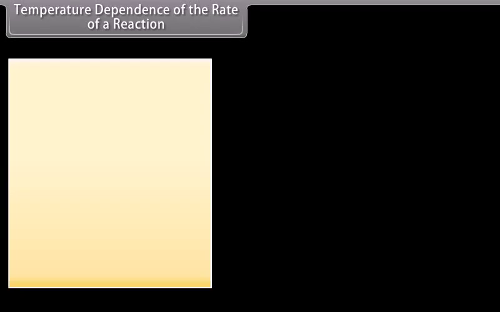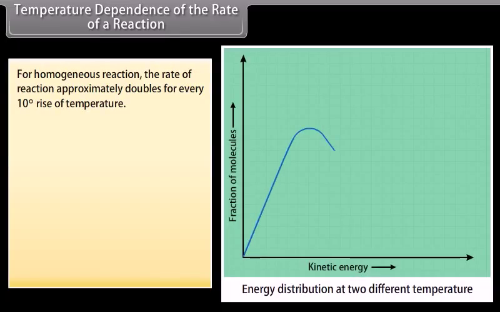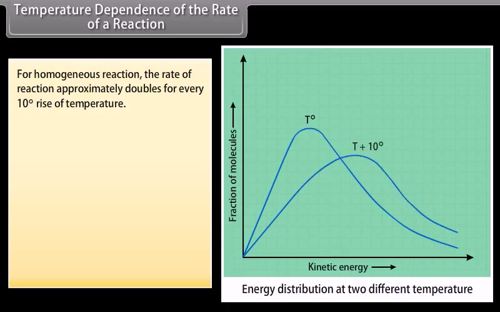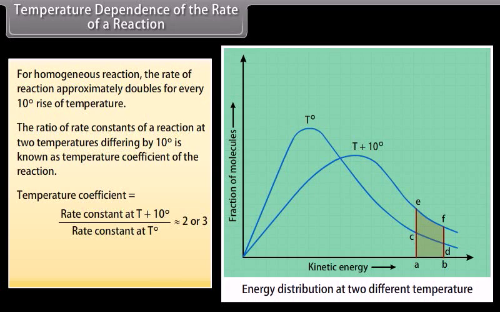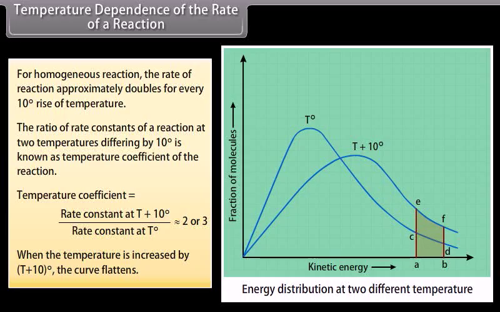Temperature dependence of the rate of a reaction. For homogeneous reaction, the rate of reaction approximately doubles for every 10-degree rise of temperature. The ratio of rate constants of a reaction at two temperatures differing by 10 degrees is known as temperature coefficient of the reaction. Value of temperature coefficient for most of the reactions is close to 2 and in some cases it approaches 3. When the temperature is increased by t plus 10 degrees, the curve flattens.